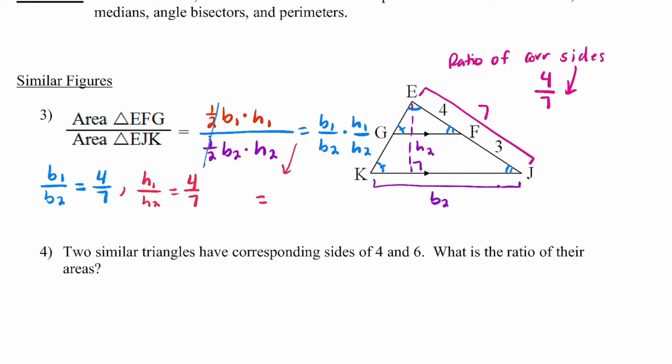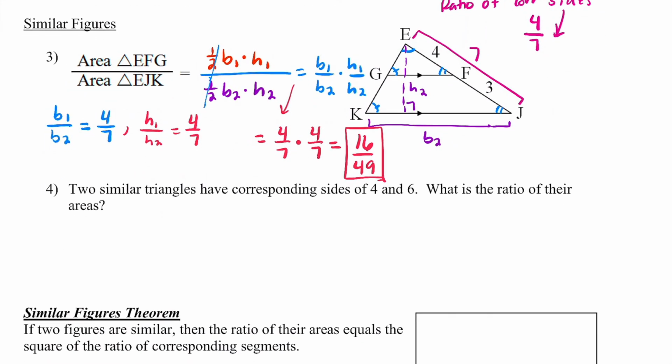So continuing our problem, that means we can replace B1 over B2 with 4/7 and H1 over H2 with 4/7. And now we can finally multiply those. That gives us 16 over 49, giving us a ratio of areas of 16 over 49. And ta-da, we just solved it without knowing what any of those bases were. There's a relationship here between 16 and 49. Those happen to both be the squares of the numbers in the numerator and denominator of our original ratio of corresponding sides. That will be important here in just a second.